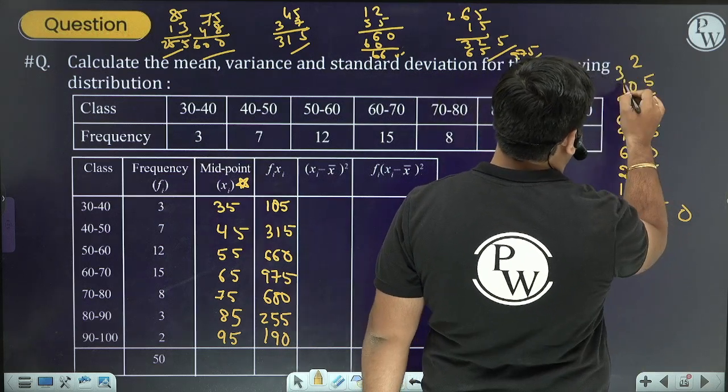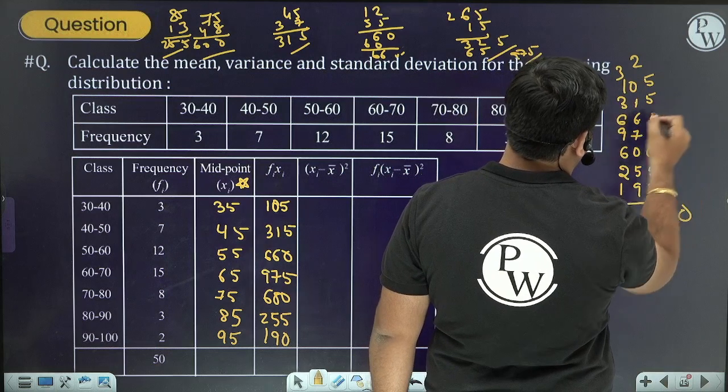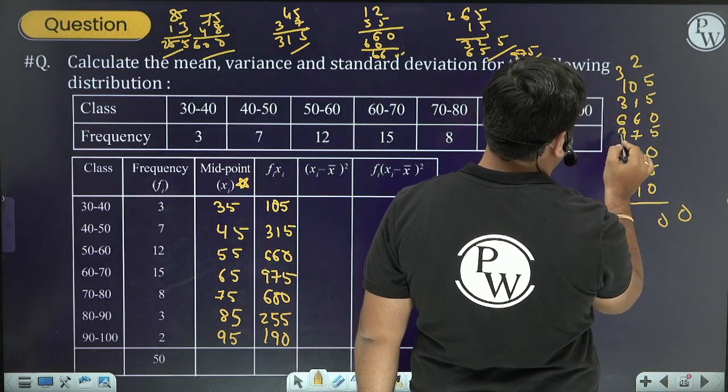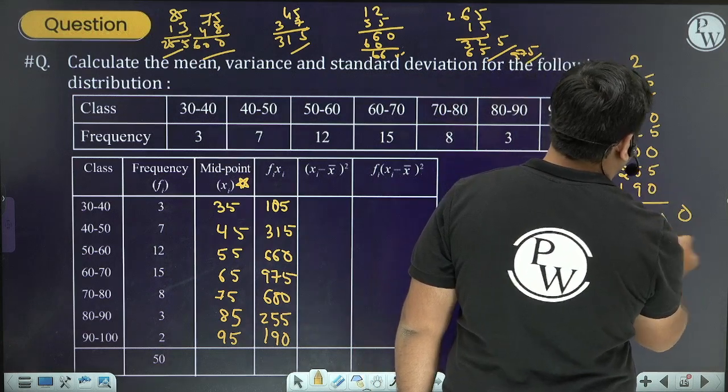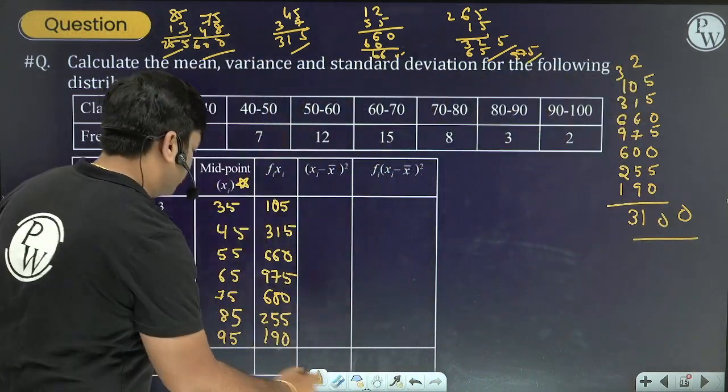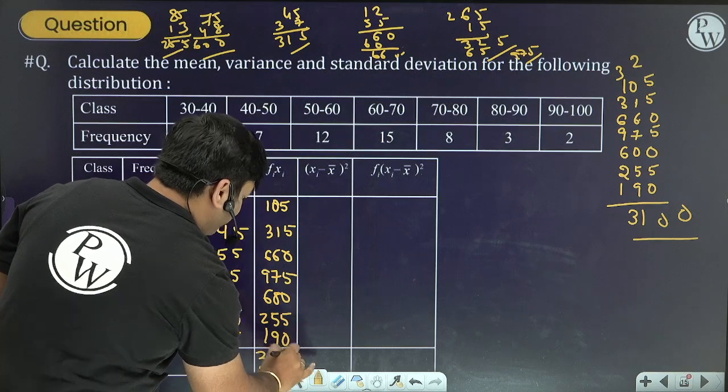So 3, 4, 5, 6, 7, 7 and 6, 13, 13 plus 9, 22, 22 plus 6, 28, 30, 31. So I got it as 3,100. I'm not very sure, but please cross check that, people.